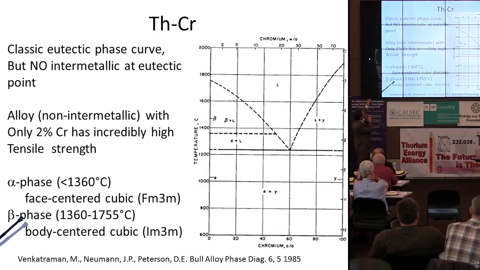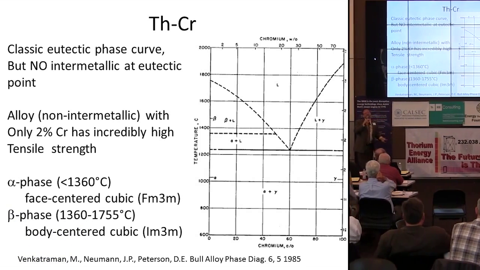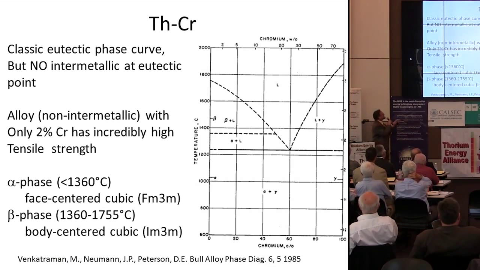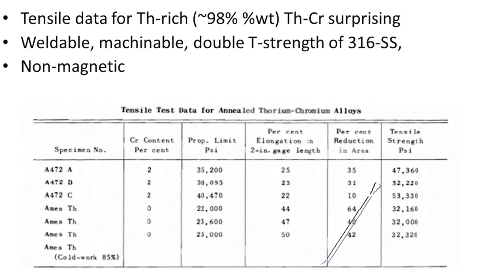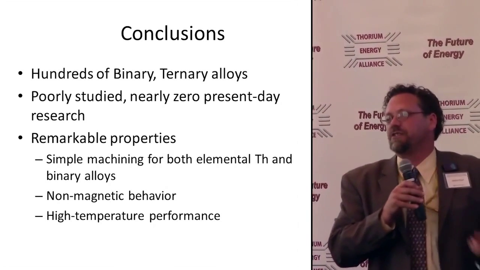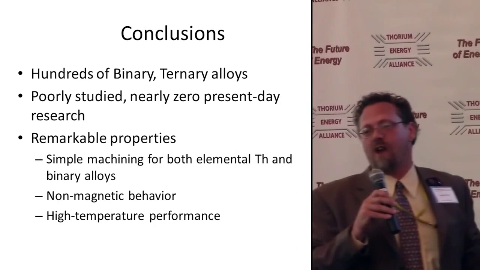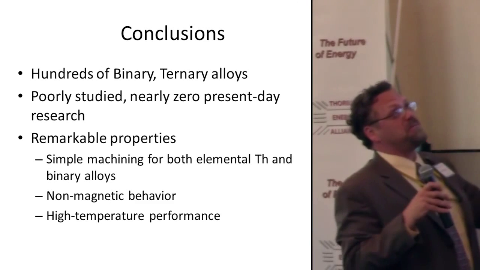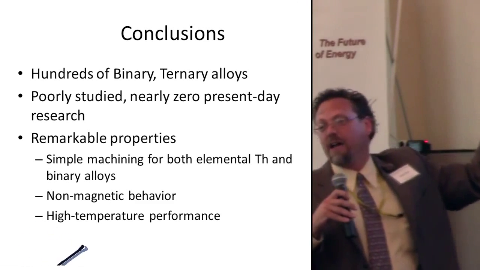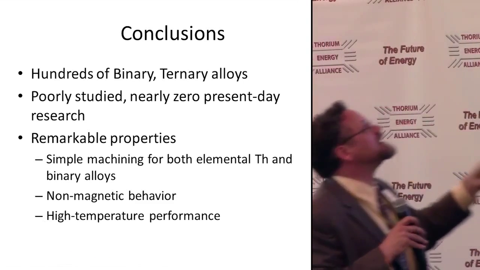We've got two phases here, and again, look at the size of this phase window for the beta phase. I mean, that's pretty impressive. That's a 400 degrees Celsius window whereby you can safely operate in your beta phase, which is your body-centered cubic phase. Look at those tensile strengths. 47,000 psi. It's double the tensile strength of 316 stainless, has all the rockin' properties of it, and basically, if it were a legitimate metal that we could work with, wow. I mean, shockingly low prices, okay?